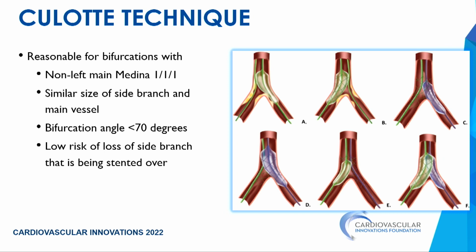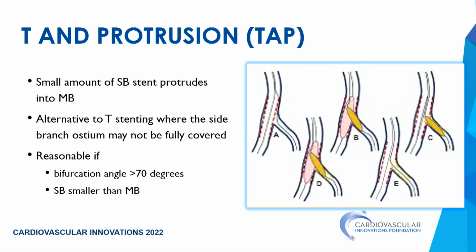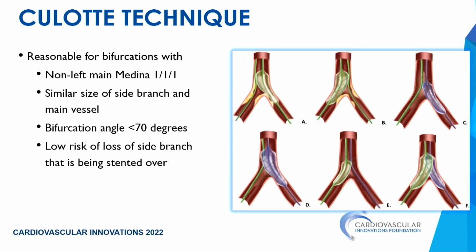So what are the options when you are going to use a two-stent strategy? I'm going to just highlight the three main categories: culotte, T or T and protrusion, and DK crush. So the culotte technique, again, is kind of that pant leg approach where you stent from the main branch across the side branch, rewire back through, and then put a stent into the side branch, having two layers extending into the proximal main branch.